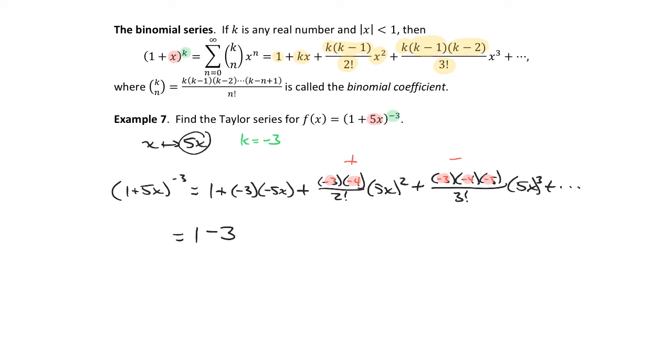I noticed a little mistake here. There is a negative I wrote here which shouldn't be there. And then we're multiplying by 5x. And then it's going to be plus 3 times 4 over 2 factorial times 5 squared x squared. And then we'll have a minus 3 times 4 times 5 over 3 factorial times 5 cubed x cubed, and so on. Again, if you want to write this in summation notation, you can use the analysis that we had in the previous slide.